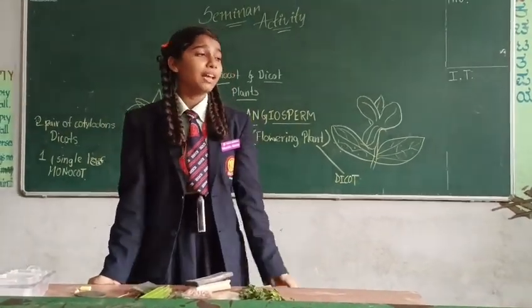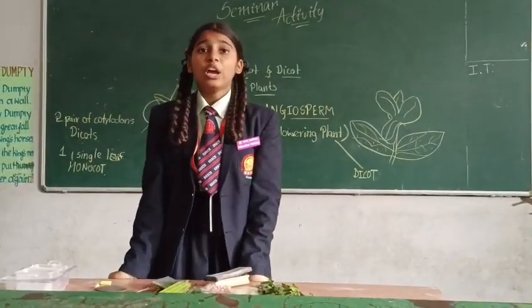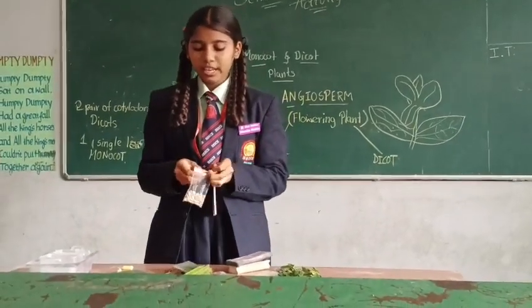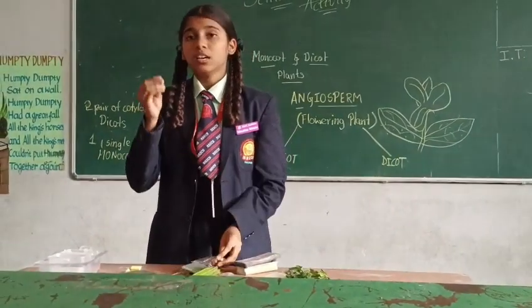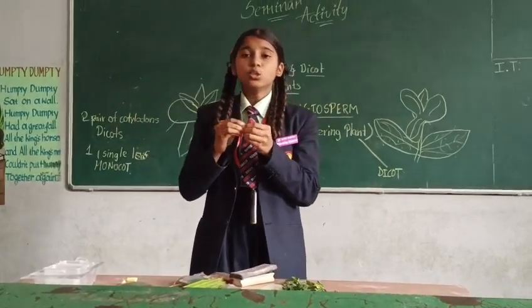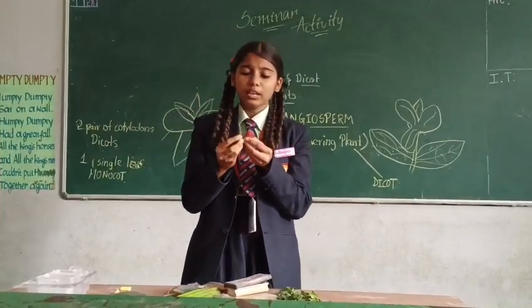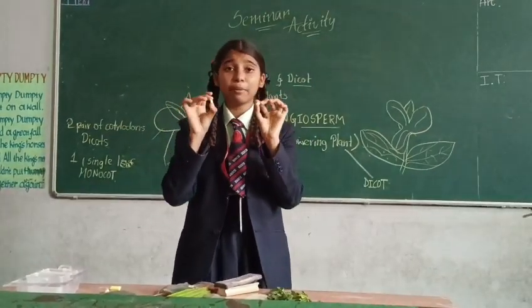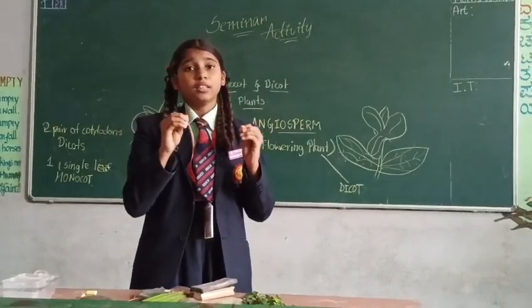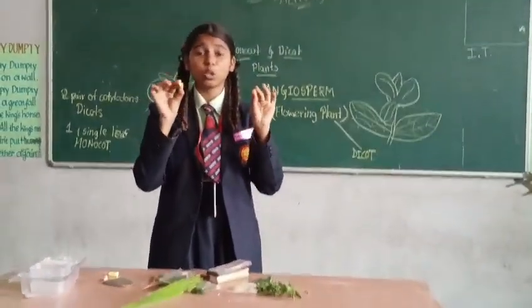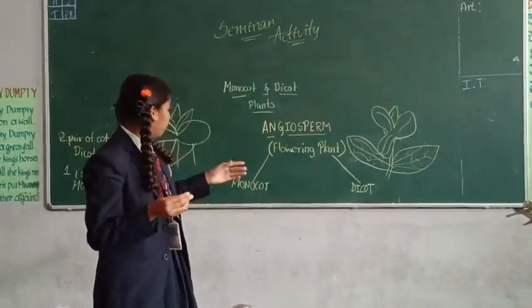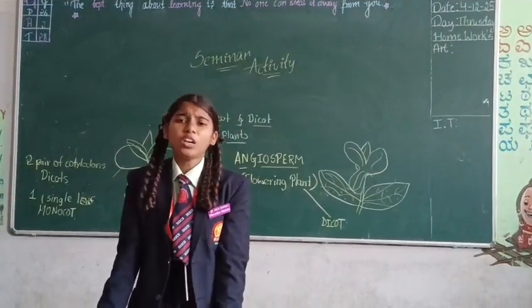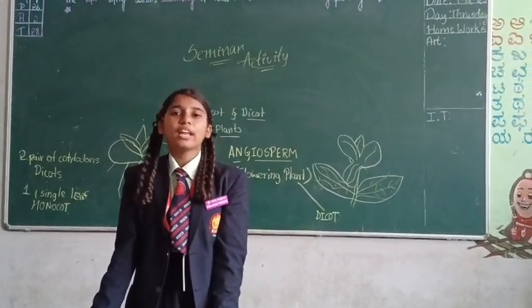And then we can determine them based on other factors also. If you take a seed of any other plant, here I am taking a seed of groundnut, and break it down, you are going to see two cotyledons. So based on this also we can determine whether this plant belongs to the monocot or dicot group.